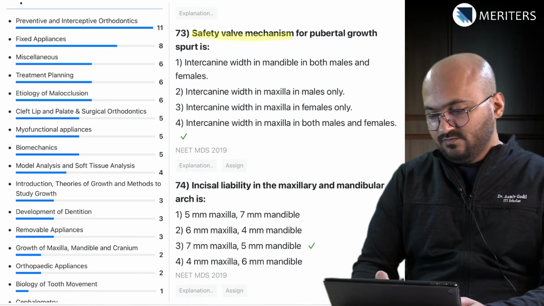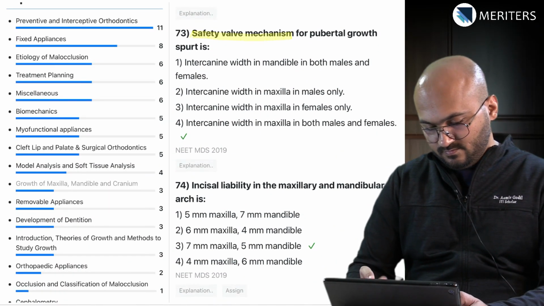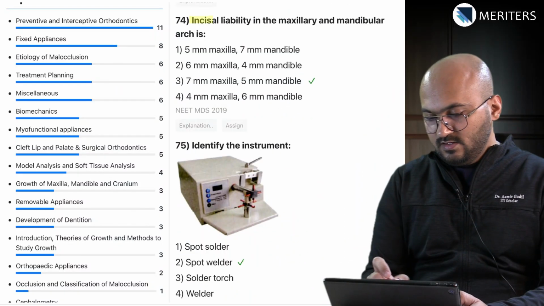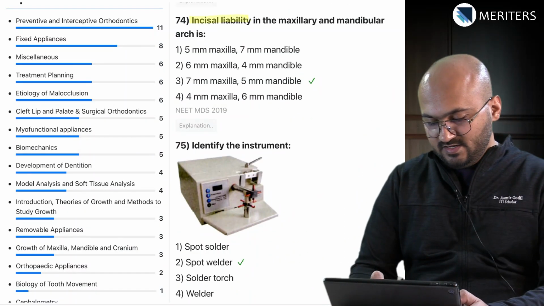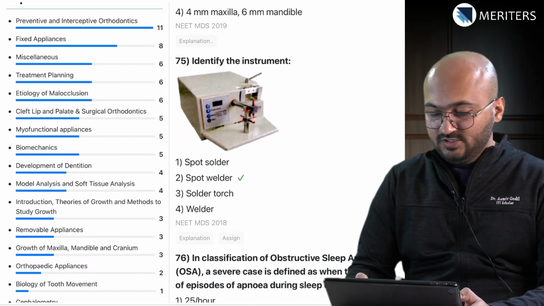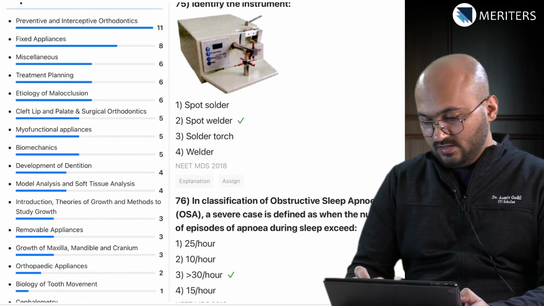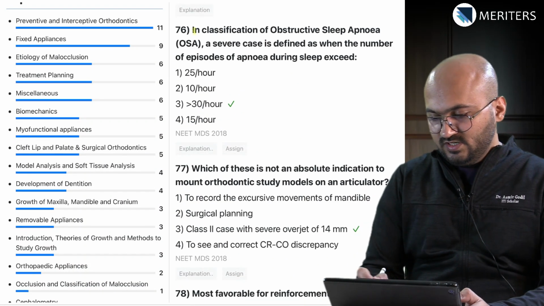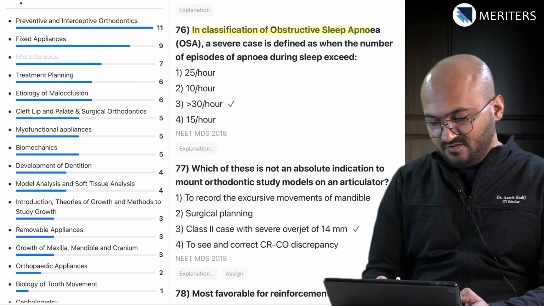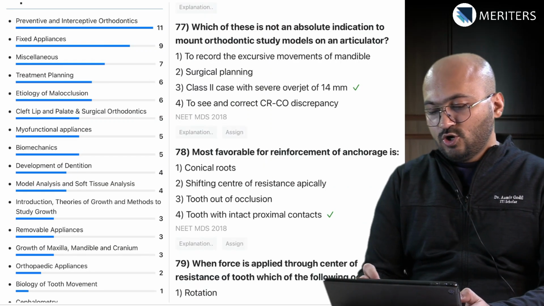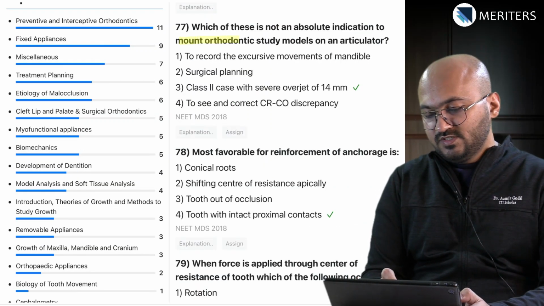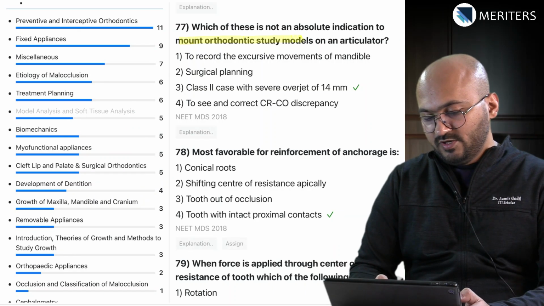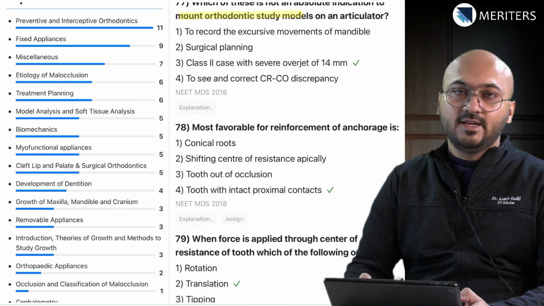Safety valve mechanism for pubertal growth, growth of maxilla. Values for incisal liability, development of dentition. Repeat question of a spot welder image. Then obstructive sleep apnea, definition. Which of the following is not an absolute indication of study models, mounted study models? So that's from model analysis.